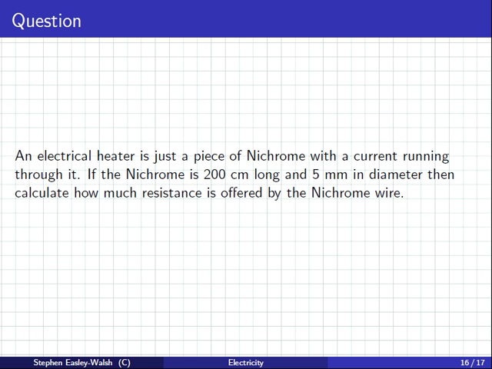So, an electrical heater is really just a piece of nichrome wire with a current running through it. So if the nichrome is 200 centimeters long and 5 millimeters in diameter, then how much resistance is there? Okay, so using the formula R equals rho L over A, calculate the resistance for me, please. And be careful with the units.